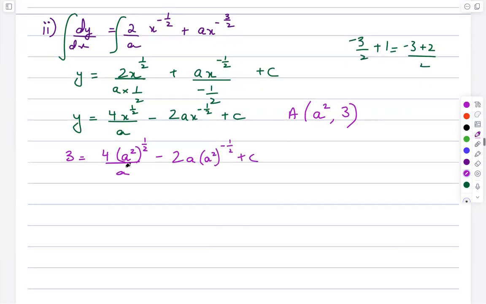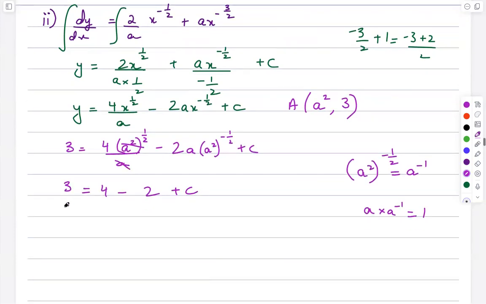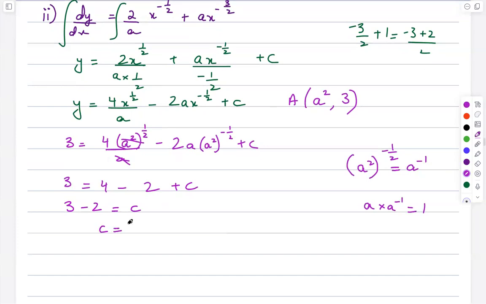So a squared and 1 upon 2 will cancel out, and that will become a upon a. So this will be 3 is equal to 4 minus 2. And again over here, a squared to the power minus half will be a to the power minus 1, and a multiplied by a to the power minus 1 will be equal to 1. So this will be 3 is equal to 4 minus 2 plus c, which will be 3 minus 2 is equal to c. So the value of c will be equal to 1.